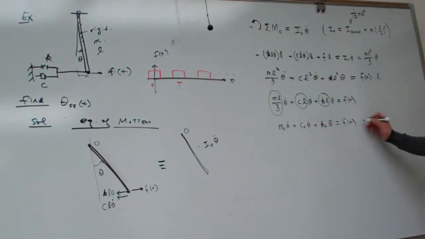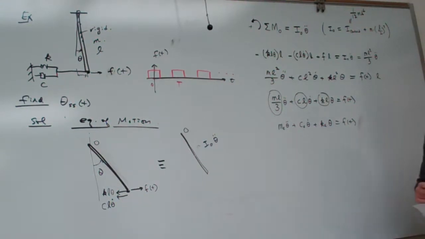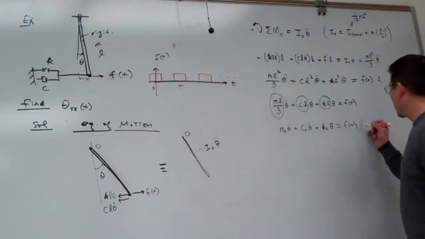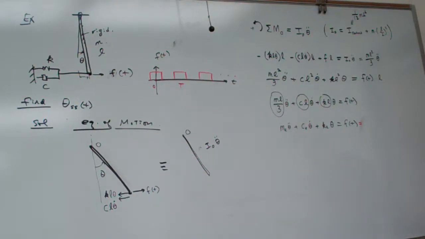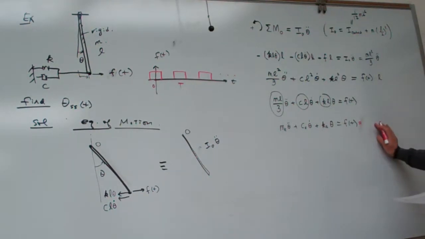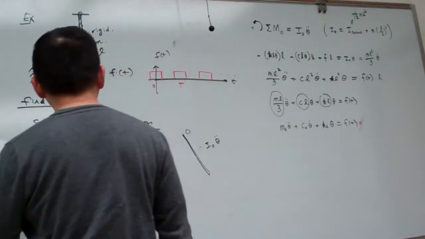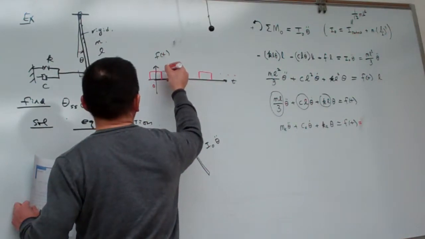For F(t), first we can use Fourier series expansion to decompose it. So F(t), from our tables for this kind of waveform, let me write out the information here. Let me say this magnitude is F0.